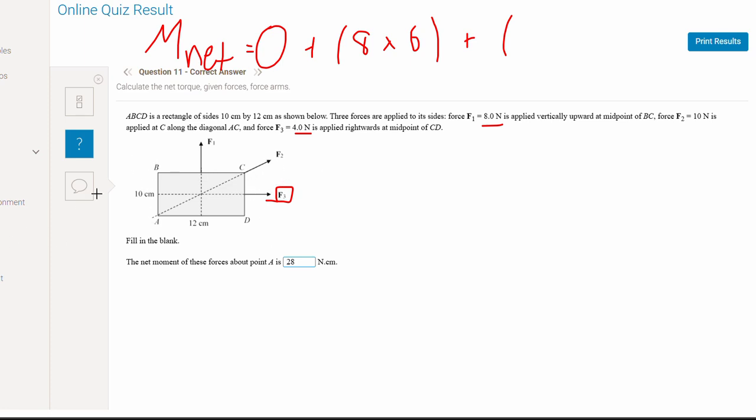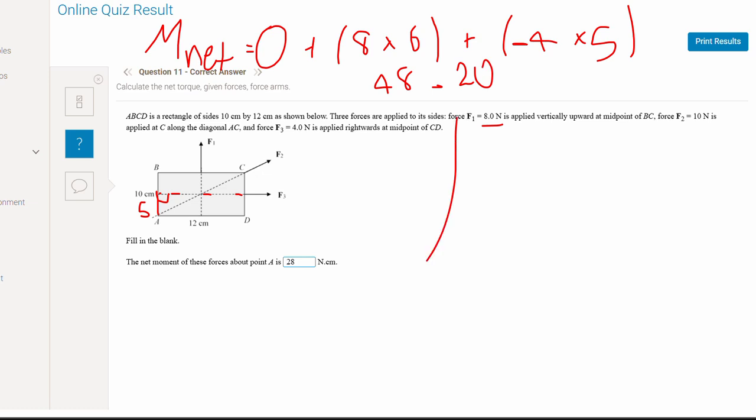If you imagine you had a box and you pushed it that direction, it's going to move this direction, which is clockwise. So it's going to be negative 4 times, we extend the lever arm as usual, and we check the perpendicular distance, which is this part, which is half of 10, 5. Great. Now all we need to do is simplify. It's going to be 48 minus 20, and you'll get 28.